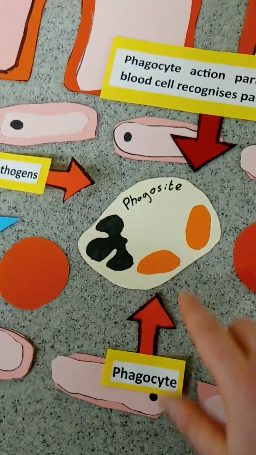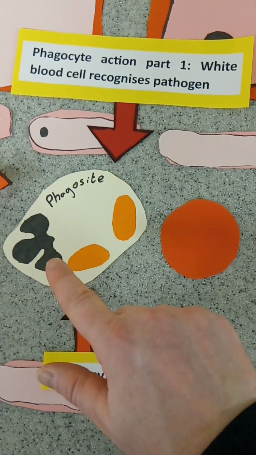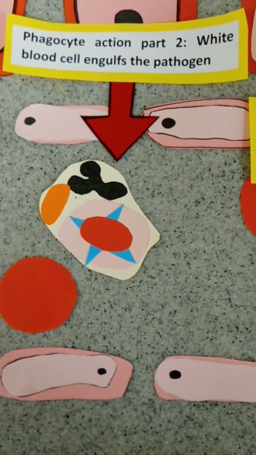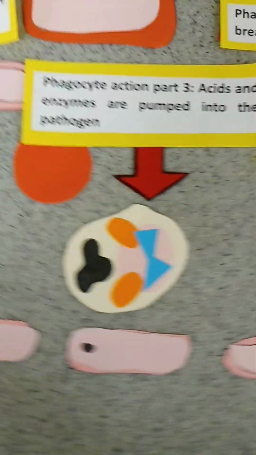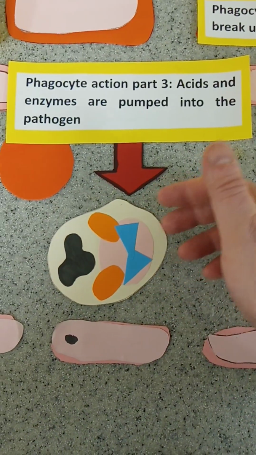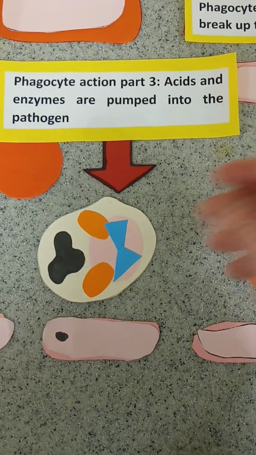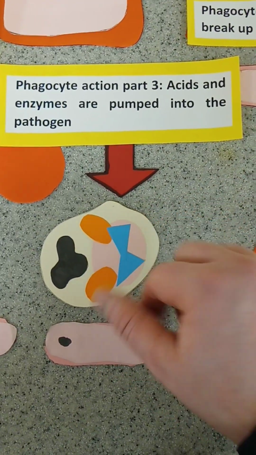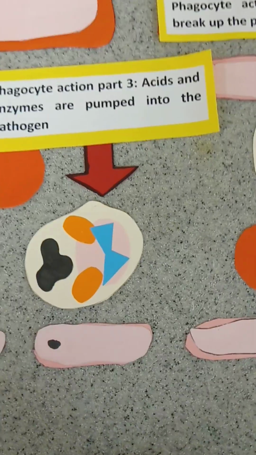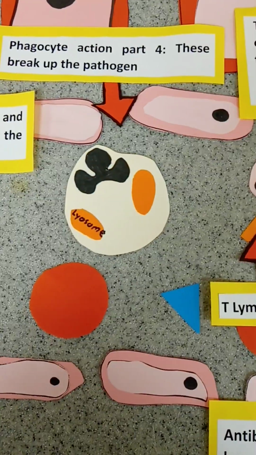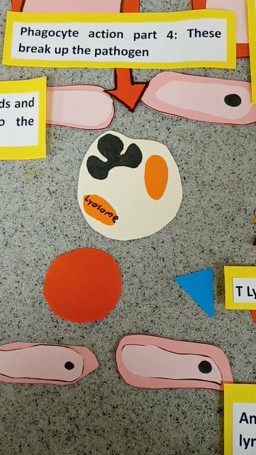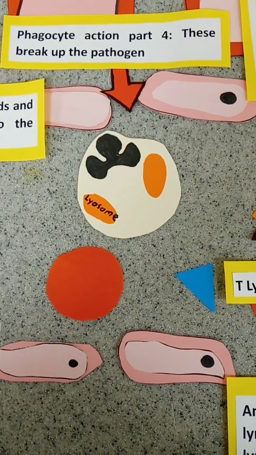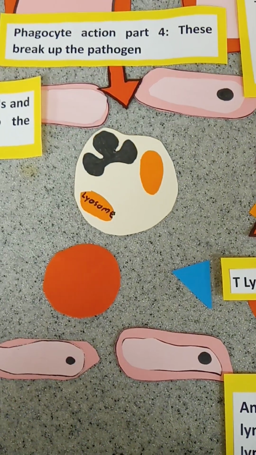The first thing that happens is that the phagocyte will go and recognise the pathogen and move towards it. The phagocyte then goes and engulfs the pathogen in this little case. Then the phagocyte pumps acids and enzymes into where it's got the pathogen to break it down. That breaks down the pathogen, and the broken down parts are ingested into the bloodstream. So that's the first way that the immune system can deal with pathogens.